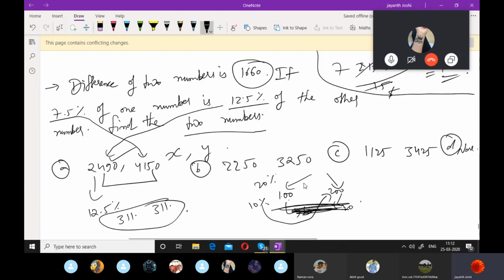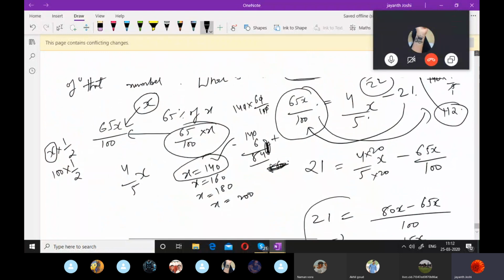Okay, just a minute, wait for a while. 10% of 200 is what? 20, and 20% of 100 is what? 20. So both are equal. So what I mean to say is, you should take a smaller percentage with a bigger number and a bigger percentage with a smaller number, then they would be equal. So that's the reason why I took 12.5% with 2490 and 7.5% with 4150. So these are the logics you should apply.